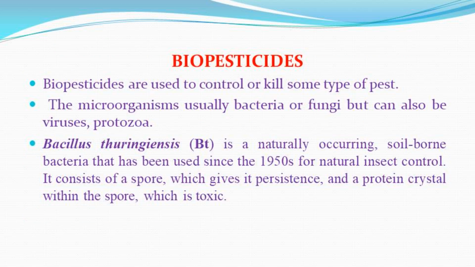Biopesticides are used to control or kill some type of pest. The microorganisms which are used as biopesticide usually include bacteria or fungi, but it can also be viruses or protozoa. Bacillus thuringiensis is a naturally occurring soil-borne bacteria that has been used since the 1950s for natural insect control. It consists of a spore which gives its persistence and a protein crystal within the spore which is toxic.